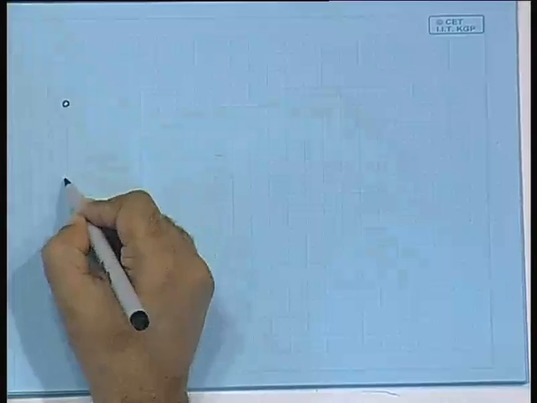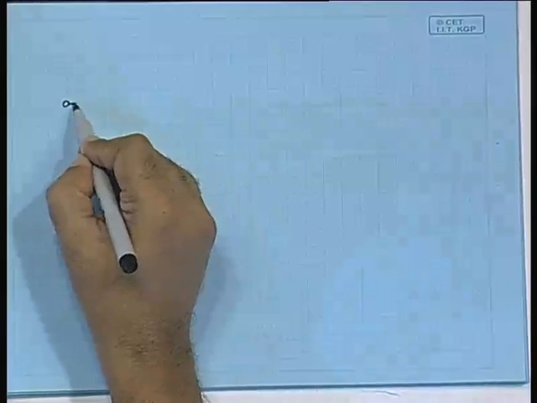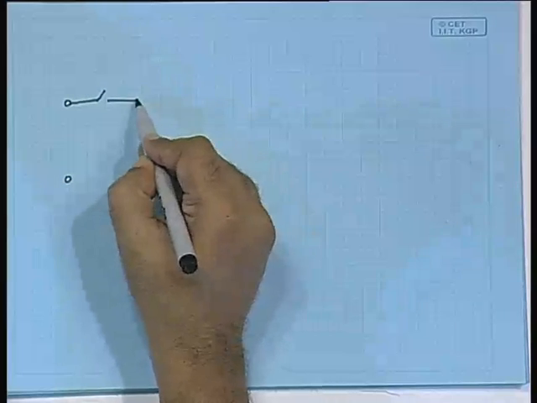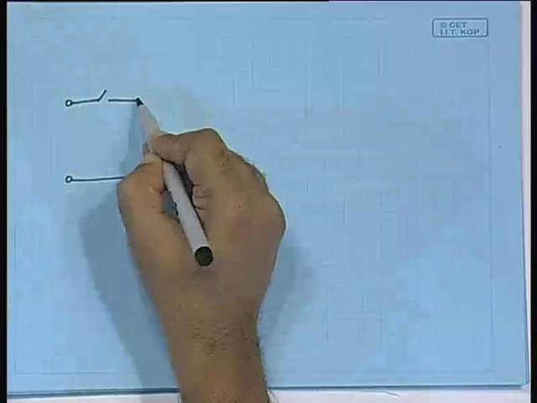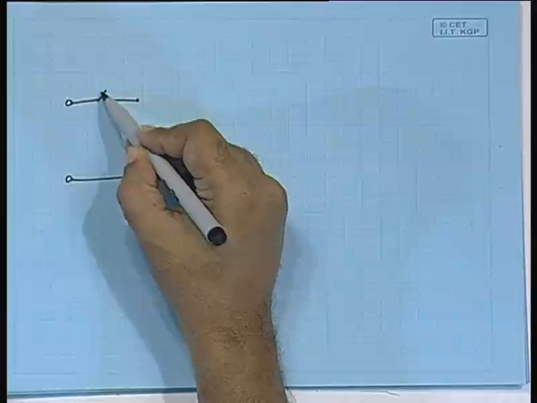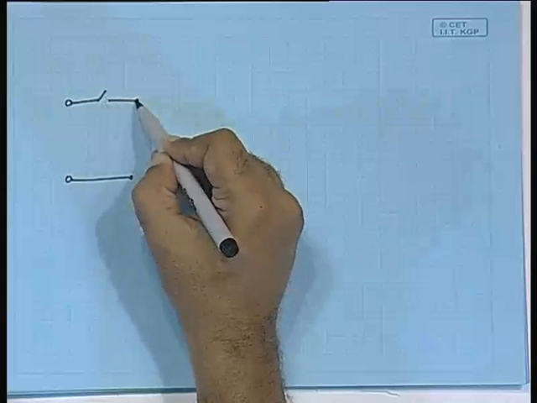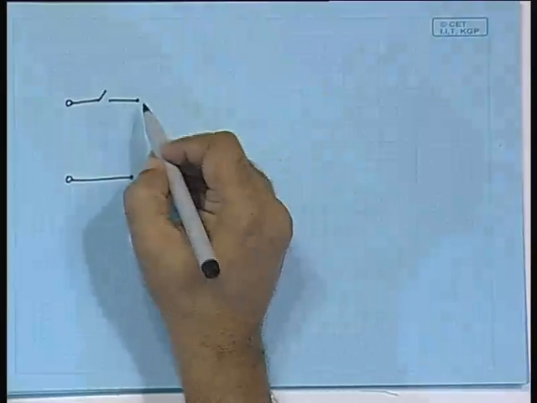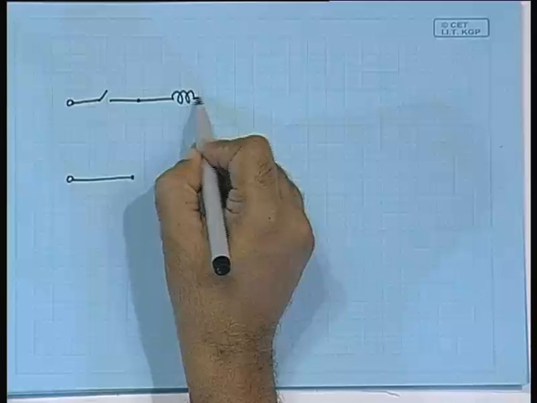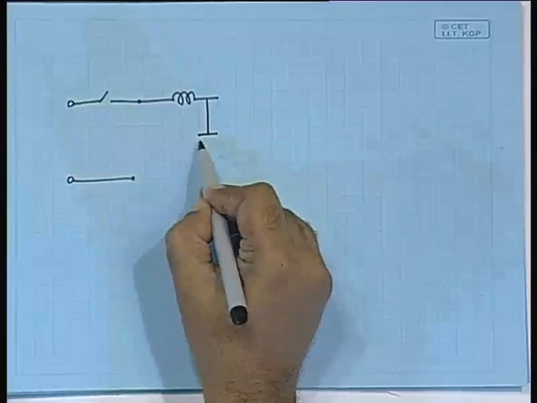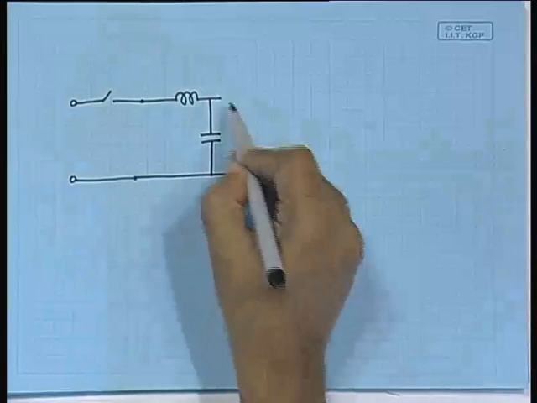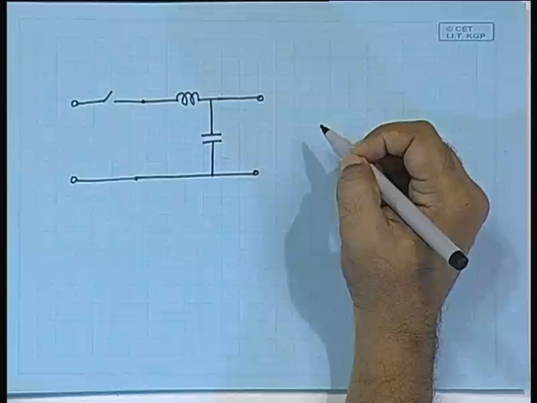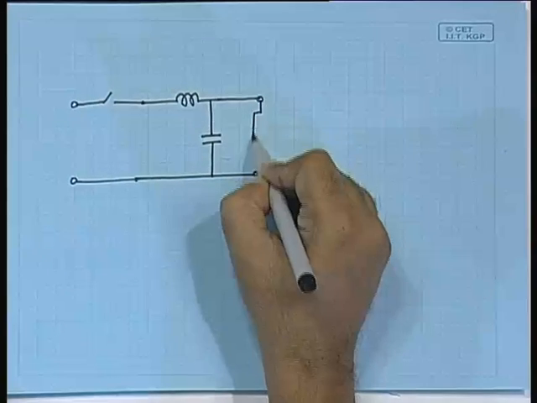Suppose this is the input side, input voltage, you have first a switch. So, at this point you have what? If the switch is going on and off, on and off, on and off, what do you have? Here you have a square wave, and then the square wave is filtered, and a simple filter can be just an inductance in series and a capacitor in parallel. So, like this, and here you have the load.